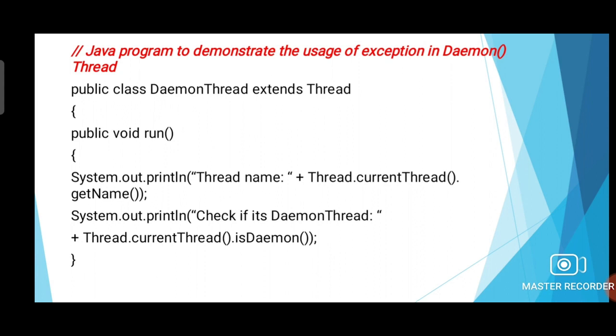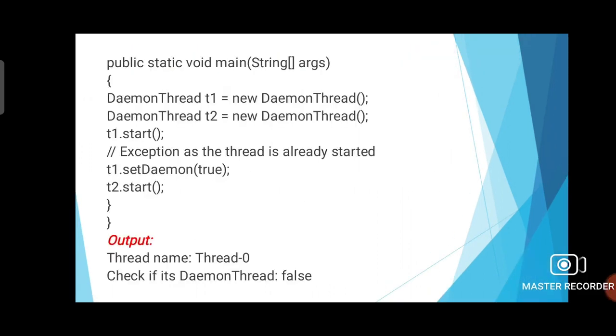Inside the printf statement, we are checking whether the current thread is a Daemon thread. isDaemon is a boolean method which returns true if the current thread is a Daemon, otherwise it returns false if the current thread is not a Daemon.